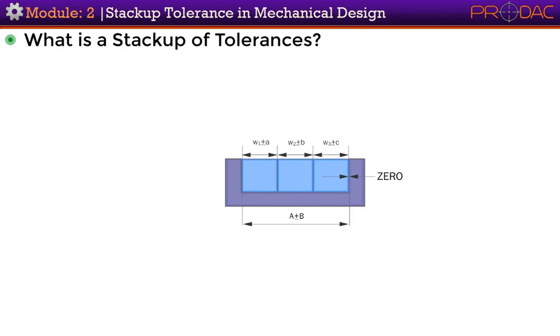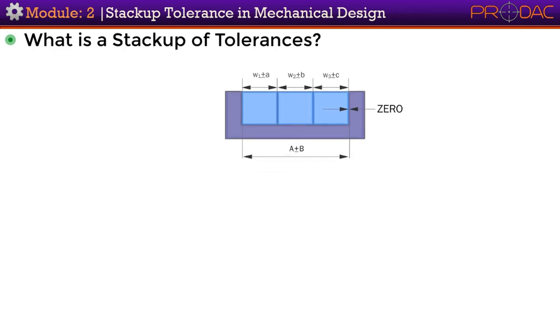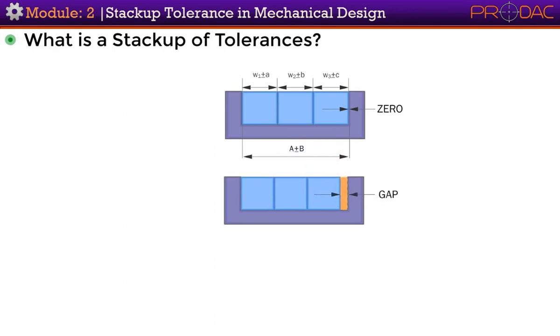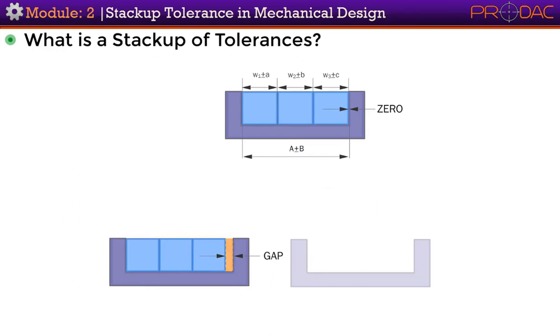However, in a real case scenario, we don't get assemblies like this due to tolerances on the dimensions. Instead, there are 2 possible cases. Either there would be a gap or clearance, or there would be an interference between parts.